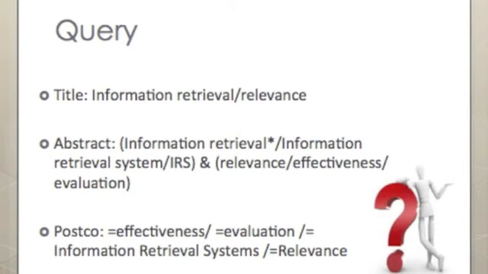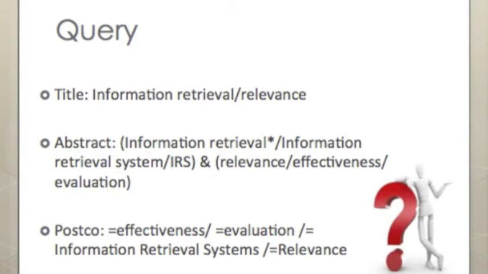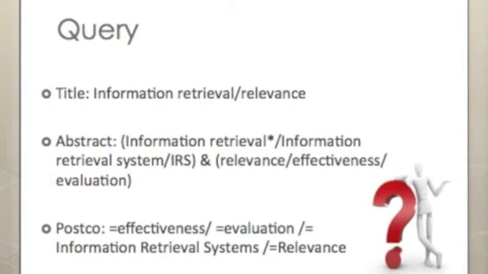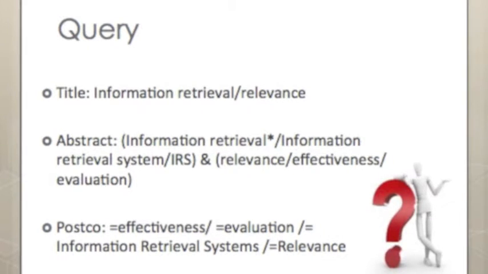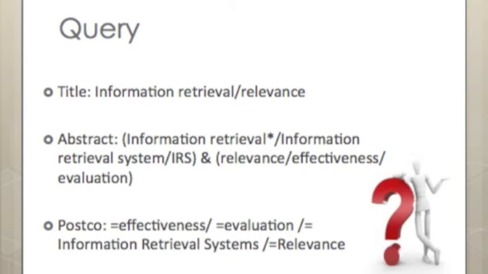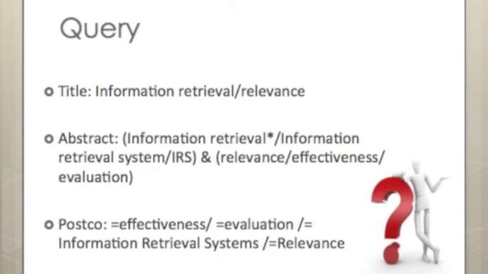Abstracts tend to be longer due to their descriptive nature, so in that field I'll use information retrieval truncated, or information retrieval system, or IRS. Any one of those three words must also be found with the words relevance, or effectiveness, or evaluation. In the postcode field, I have to use that predetermined vocabulary to search, so we'll use effectiveness, or evaluation, or information retrieval systems, or relevance. Notice that this time we use the Boolean operator OR in our postcode field instead of AND.